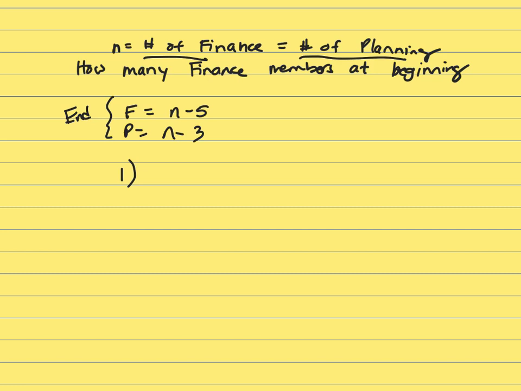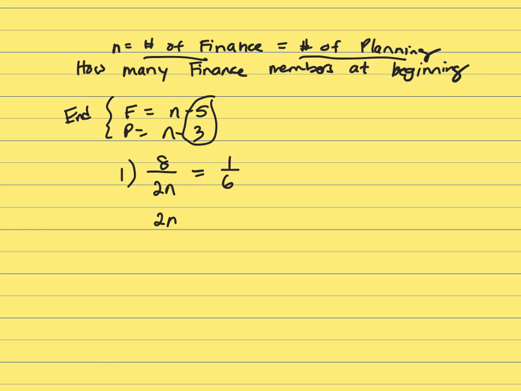The ratio of the total number of members who left at the end of the year, we have a total number of members that left, 8, to the total number of members at the beginning, so that's going to be 2N, is 1 to 6.